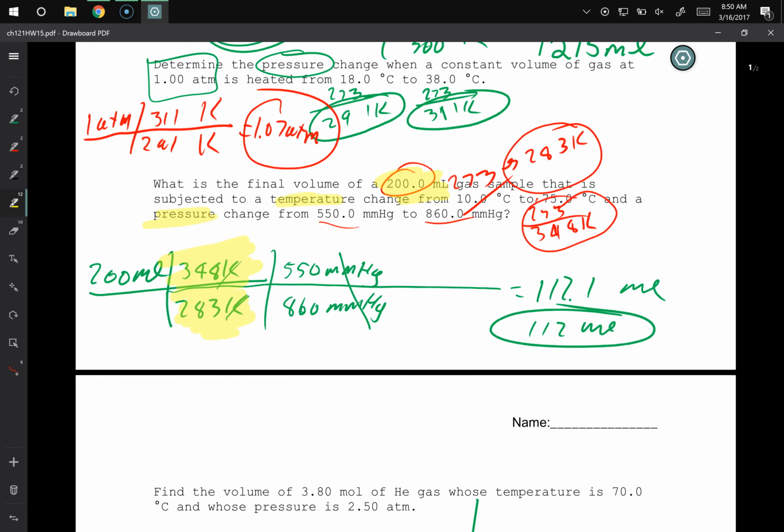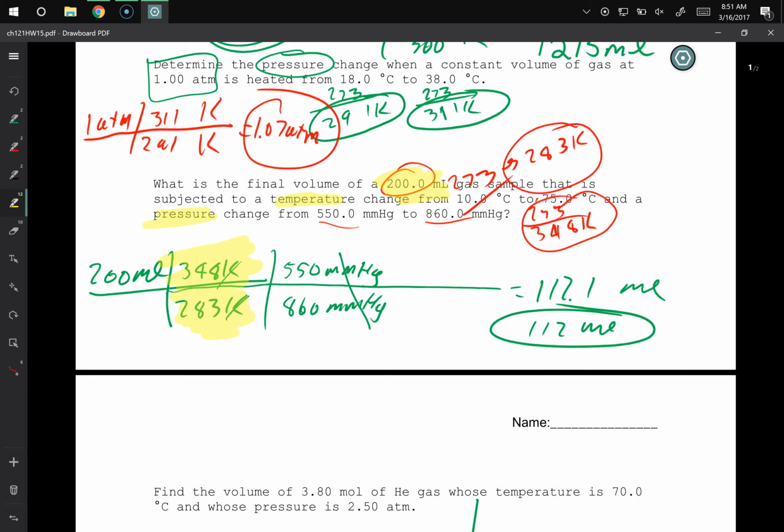Because the volume can change. What about the last problem? Is that also a balloon? It cannot be a balloon because it specifically says that the volume is constant. So that would be more like an aerosol can or a steel container, something that can't change its volume.